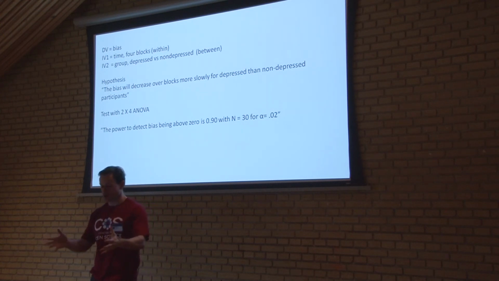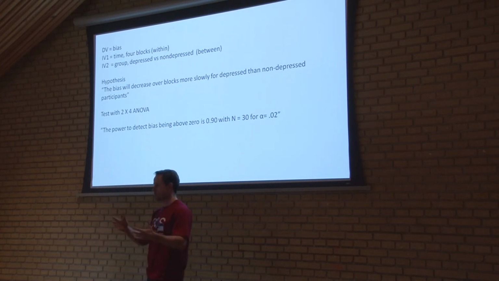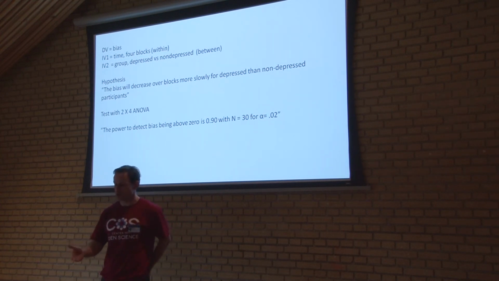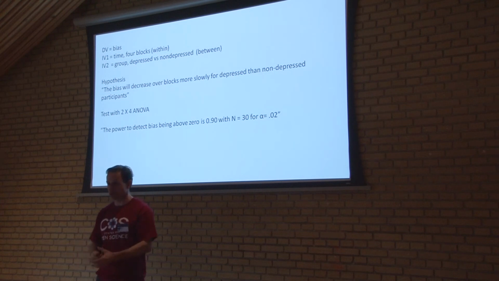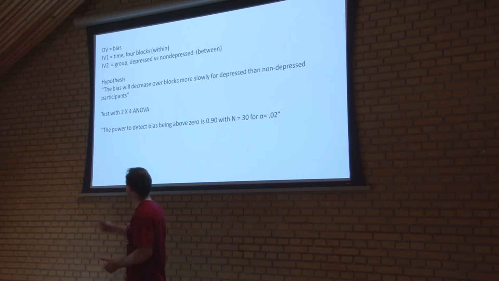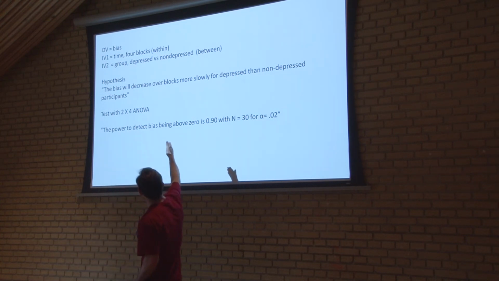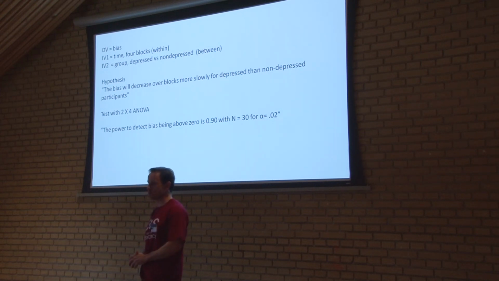People have some hypothesis that they phrase, and they might test with a 2x4 ANOVA, and then they give the power to detect an effect being there. But what effect? In this example, they're seeing how bias will change over blocks, and it will change differently for depressed and non-depressed participants, for example. But then what they might report is the power to detect bias being above 0. So the power wasn't given for the test of the key hypothesis, it was given for something else.